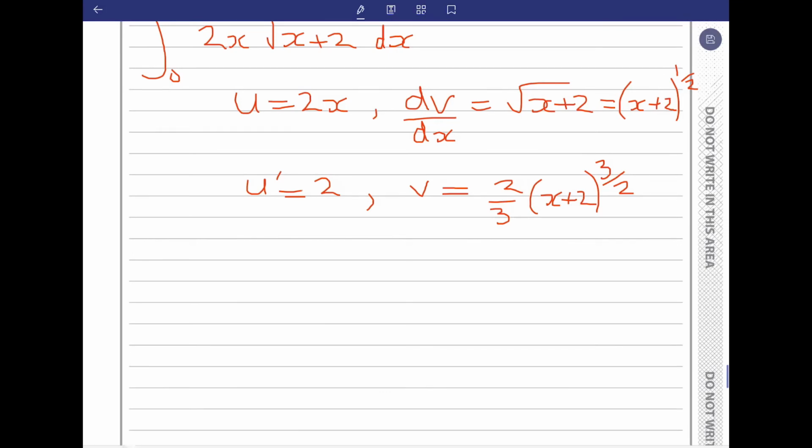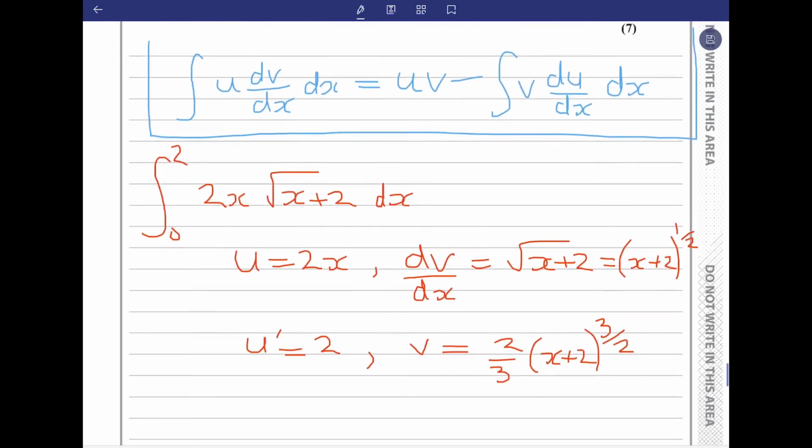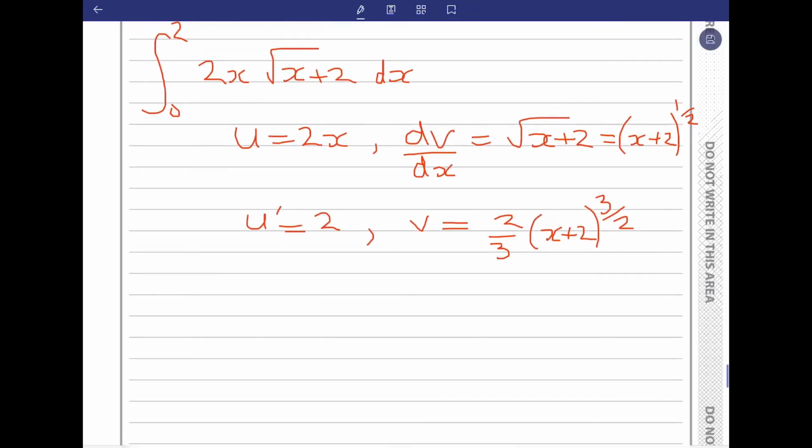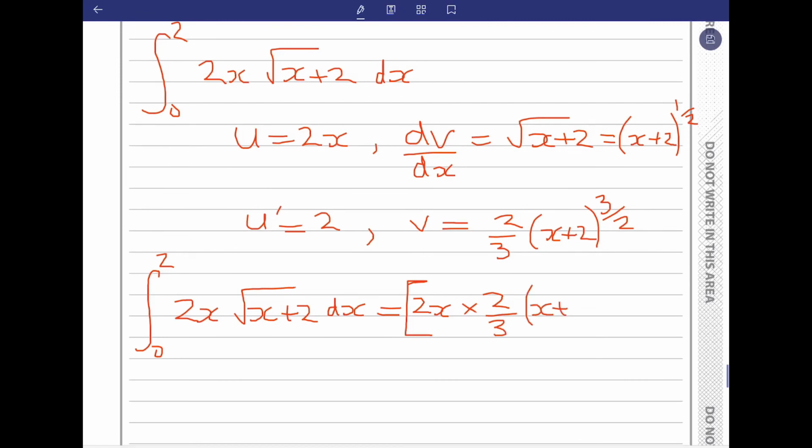So now all we have to do is plug this into our integration by parts formula, which is here. So let's go ahead and do that. So we've got the integral of 2x root x plus 2 dx equals uv. So it's 2x, and this needs to be evaluated, times 2/3 x plus 2 to the 3 over 2, and that's between 0 and 2.